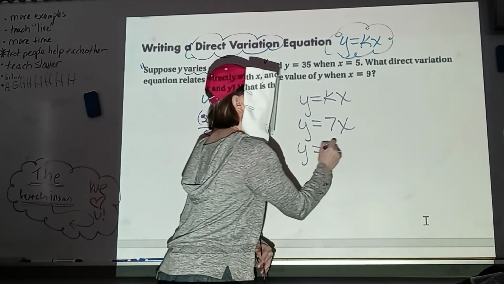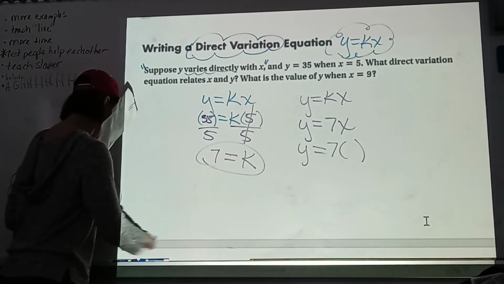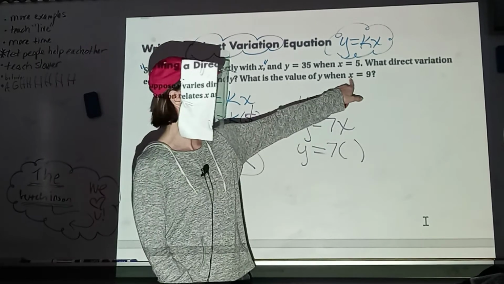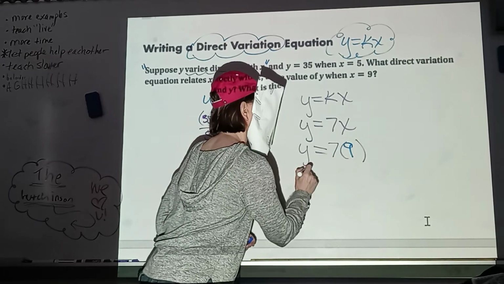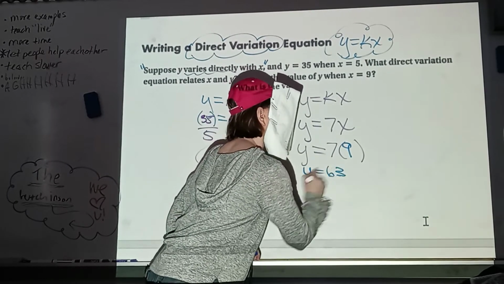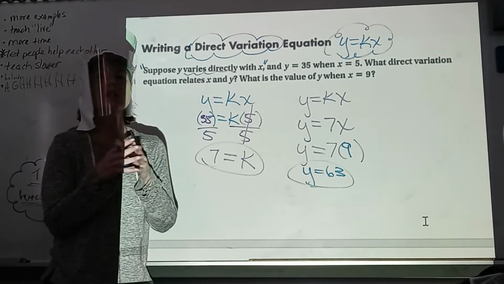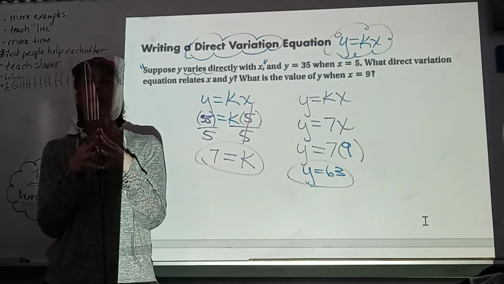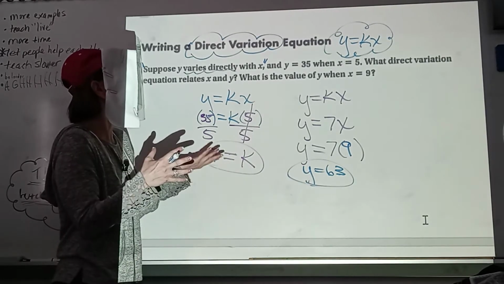So we're going to rewrite it with the empty, and we're going to substitute the value of x that they gave us. They said x is equal to 9. So we're going to put 9 in here, guys, do the math, and then y equals 63. Done. This is a typical question on the algebra EOC. Typical, typical, typical.